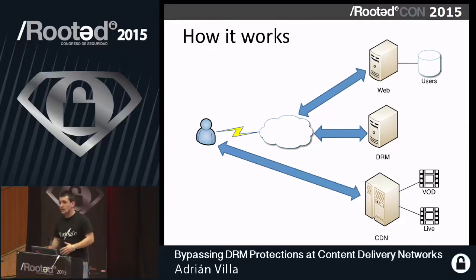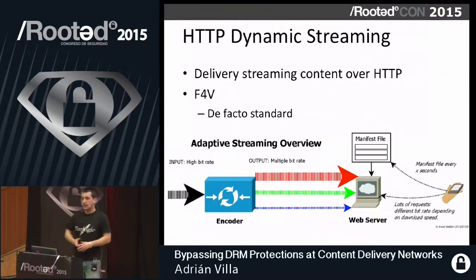Okay, what about video streaming? How does it work? So, for this streaming, HTTP dynamic streaming is used, which allows you to stream multimedia content through HTTP protocols. Then a de facto standard is used. The name of it is F4V. This is defined by Adobe. And a manifest file is defined, which is a file that defines the fragments of the videos that can be played, as well as the audio associated to those videos.